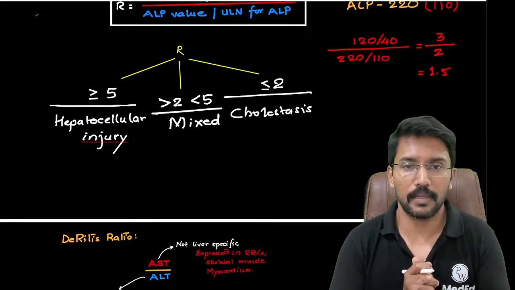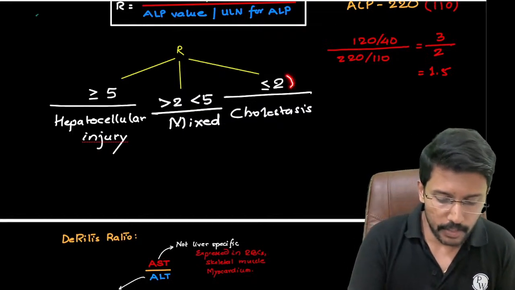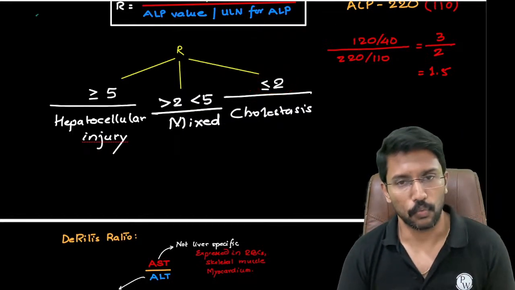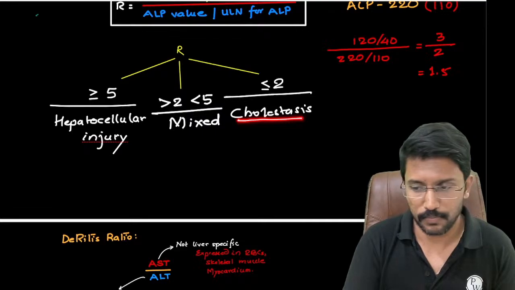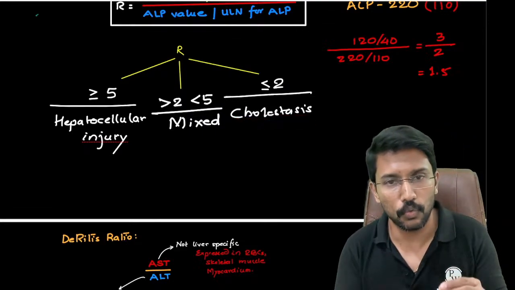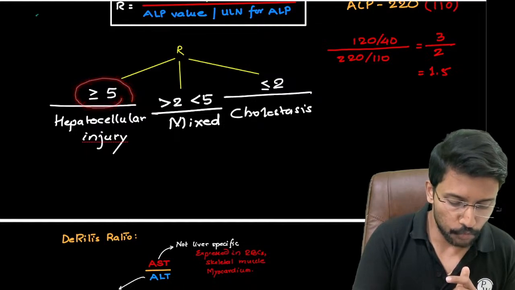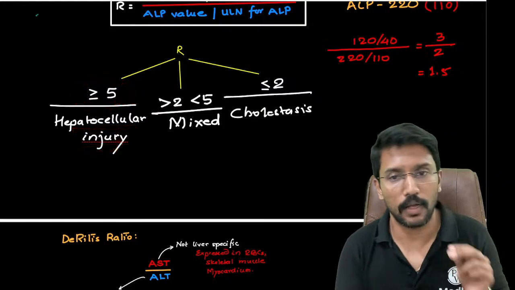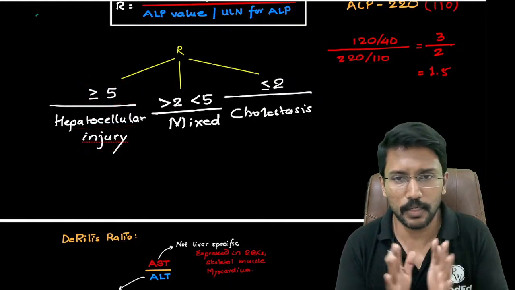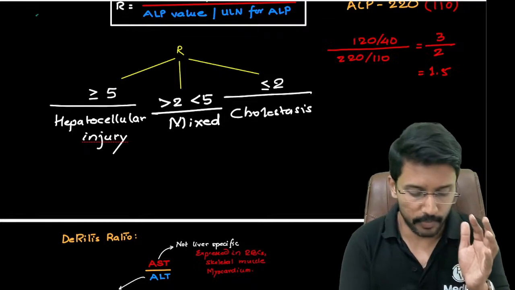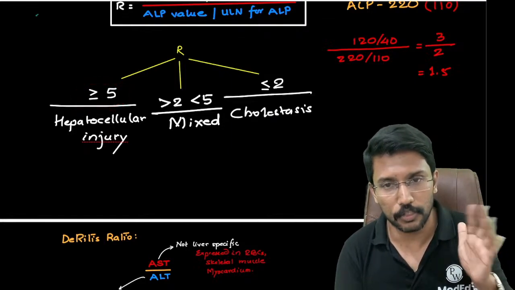Now how to interpret this R value? If the R value is less than or equal to 2, that means we have cholestasis. R value less than or equal to 2, cholestasis. If the R value is more than or equal to 5, that means we have hepatocellular injury. Basically what it means, the liver cells are predominantly damaged. That is why you have the jaundice.